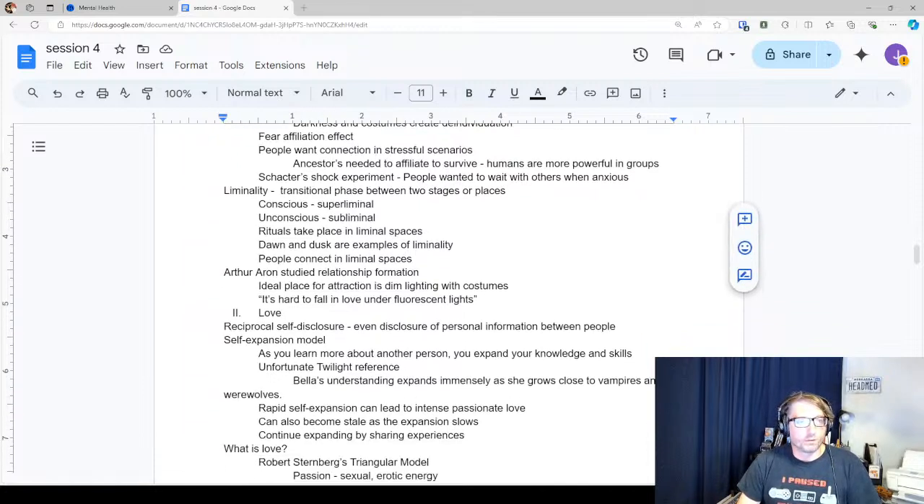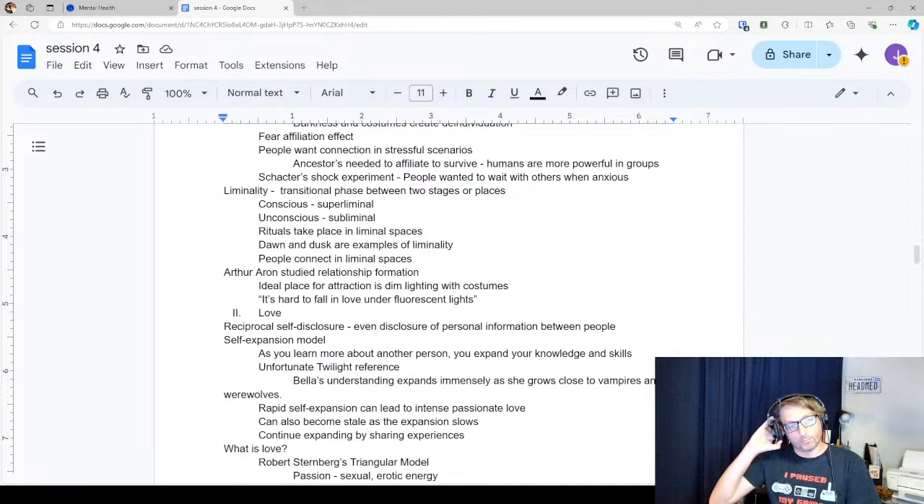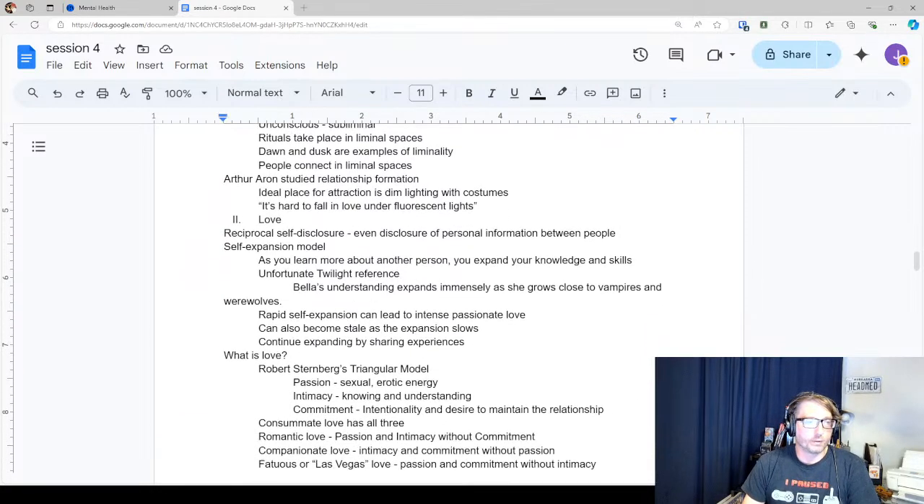When they're in line for something scary. Then he also mentions the concept of liminality, which is the transitional phase between two stages or places. It's based off of superliminal and subliminal, the conscious and unconscious. Those are psychological concepts. We have rituals that take place in liminal spaces. He mentions church, with dim lights and religious rituals. Dawn and dusk are examples of liminal spaces because they're between the light and the dark. People tend to find connection in liminal spaces. And he has the Arthur Aron relationship formation studies. The ideal place for attraction is in dim lighting with costumes, and substances like alcohol can also help with that. And it says it's hard to fall in love under fluorescent lights, which is a cute little saying.